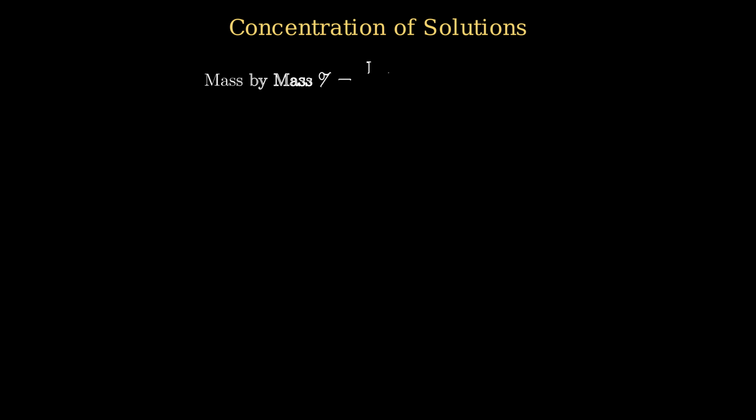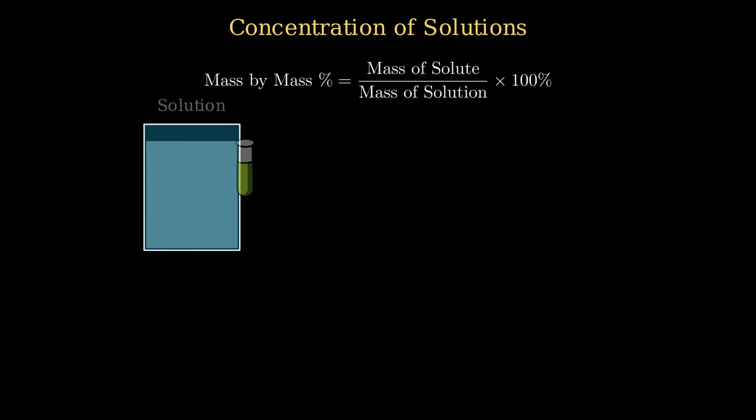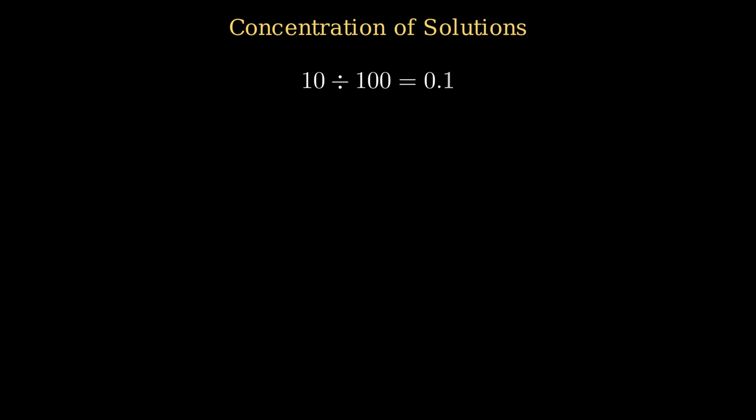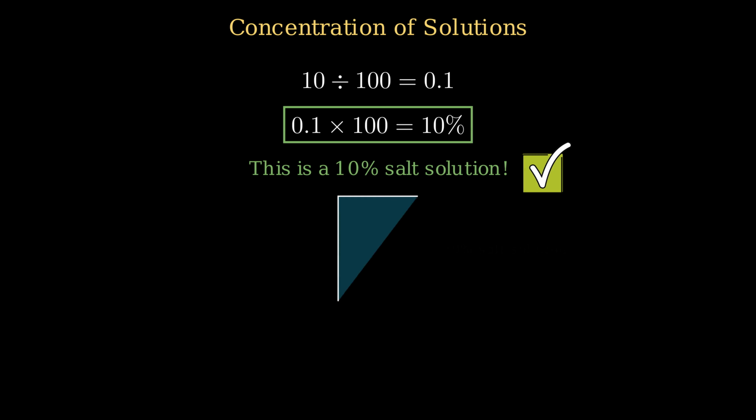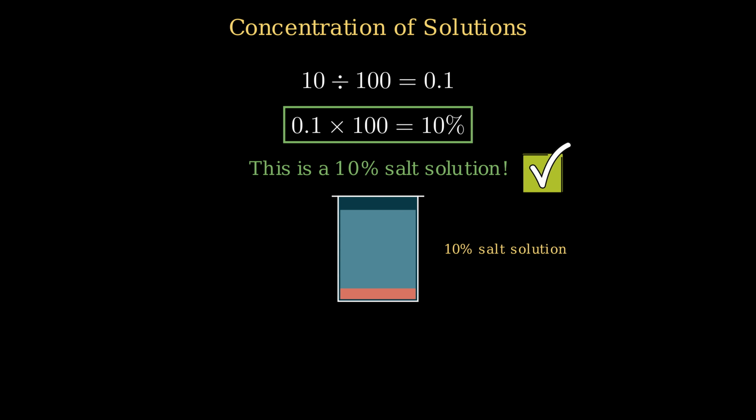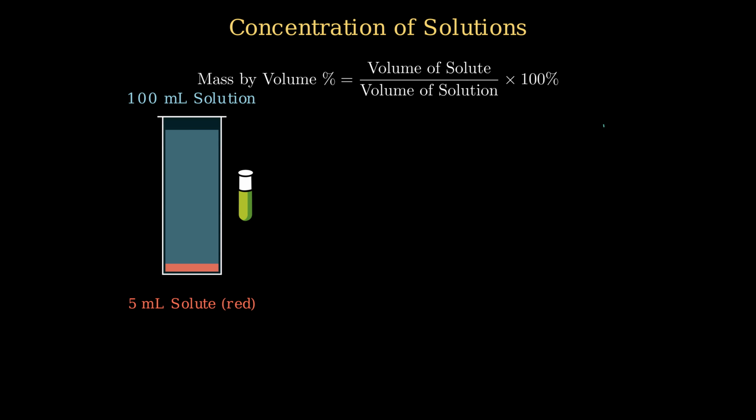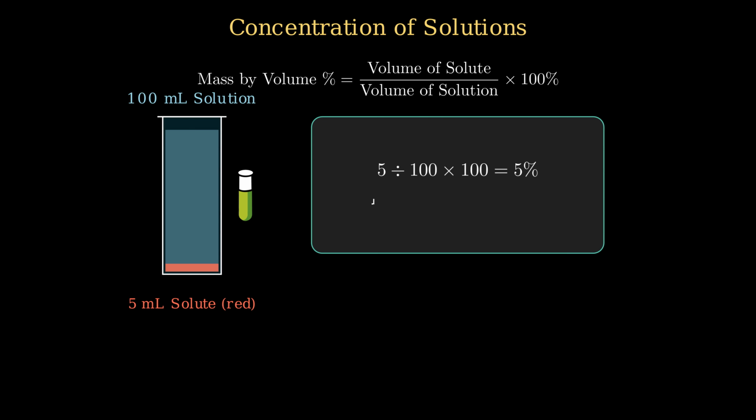Solutions can be dilute or concentrated. To measure concentration exactly, we use mass by mass percentage, which equals mass of solute divided by mass of solution times 100. For example, if we dissolve 10 grams of salt in water to make a total solution of 100 grams, the mass by mass percentage is 10 divided by 100 times 100, which equals 10%. Mass by volume percentage uses volume of solute in milliliters and volume of solution in milliliters.